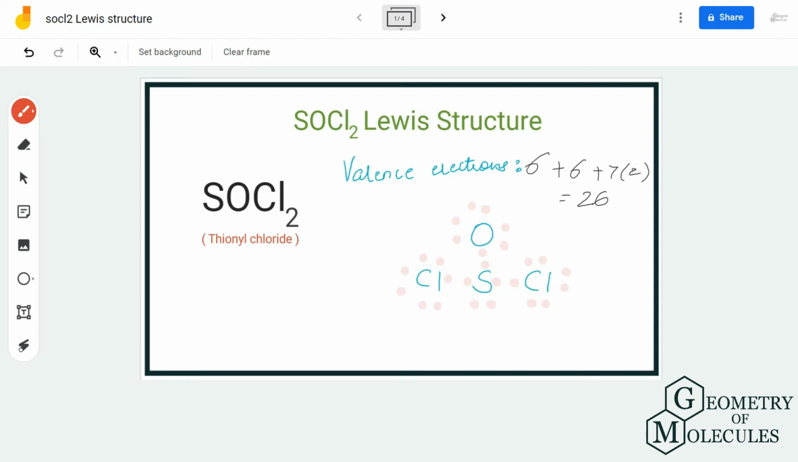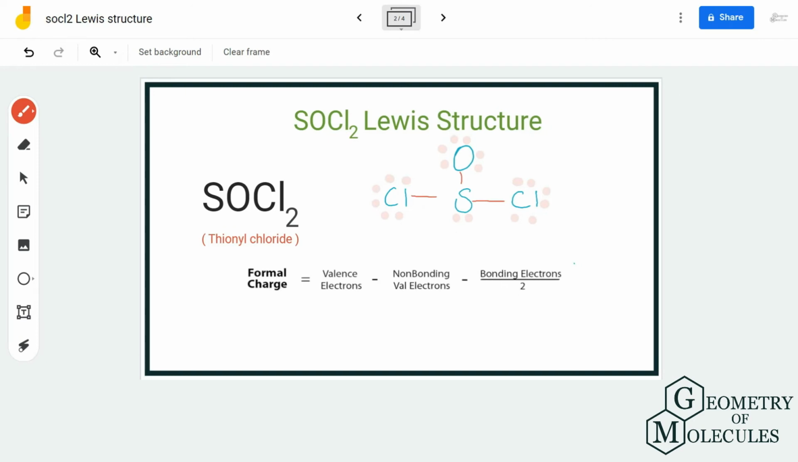Now you might be wondering that as we have used up all 26 valence electrons, this might be the Lewis structure of thionyl chloride. But hold on, sulfur can have expanded octets, and whenever there is a molecule in which atoms can have expanded octets, we always prefer to check the formal charges to see if it can accommodate more electrons. Expanded octets means that it can have more than 8 valence electrons in its outer shell, and that's the reason we always check for the formal charges when we come across such atoms in molecules.